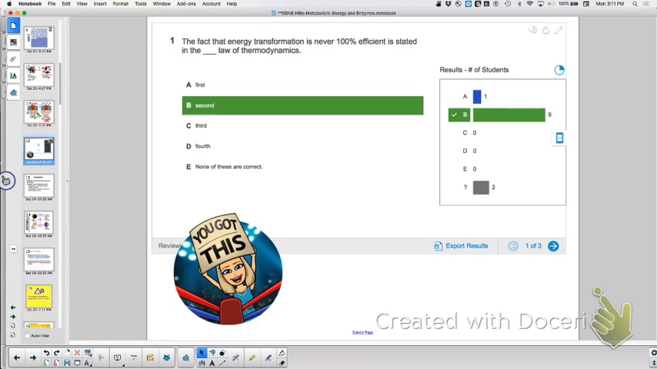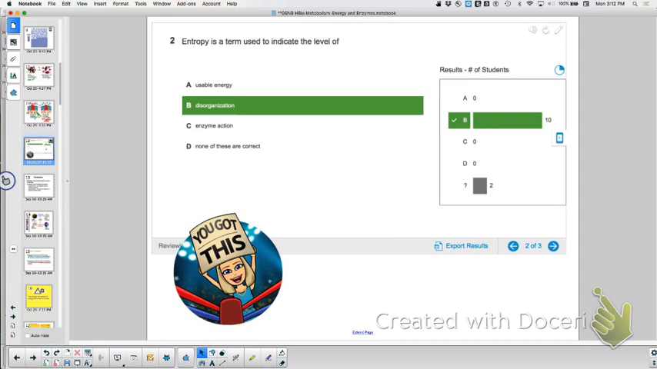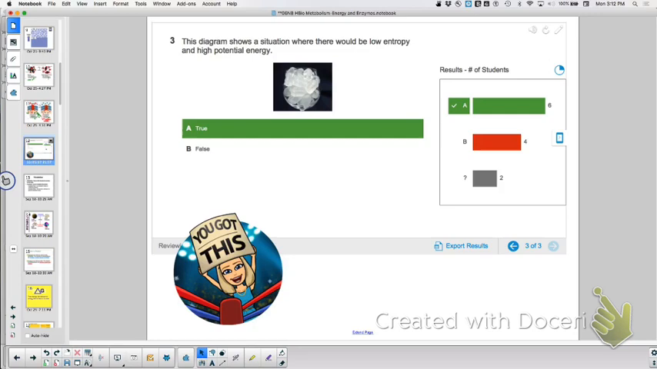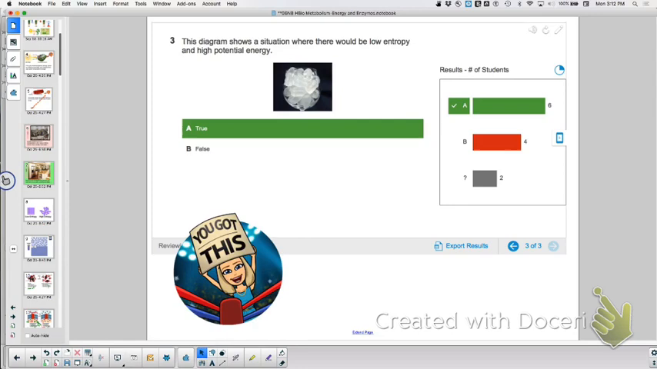The energy, okay, back here. If it's not 100% efficient, it's because every time it changes forms, you lose some as heat. That's law two. Okay. Yay! Disorganization. That's it. Yes, that is. Good job, you guys. I'm proud of you.